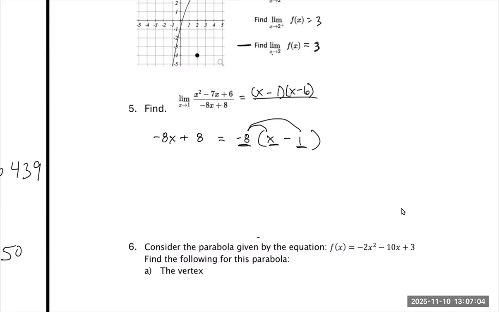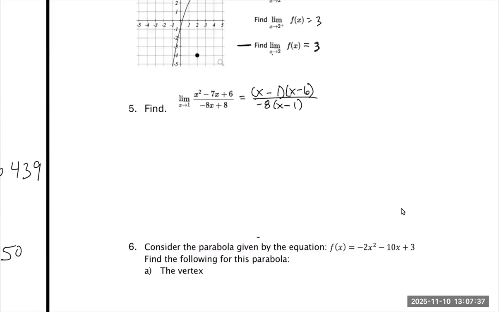Let's see if that multiplies out. Negative 8 times positive x equals negative 8x. Negative 8 times negative 1 equals positive 8. So this does multiply out, and I did factor that correctly. I put at the bottom of 8.3 or 4.3 more videos going over how to factor expressions like this.